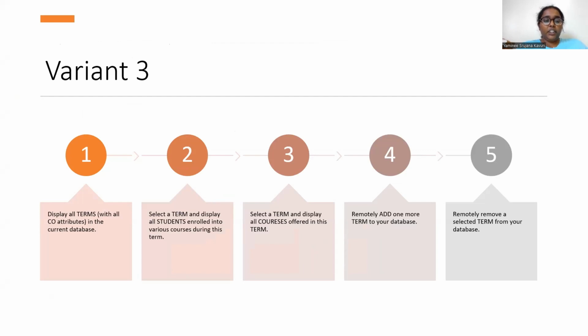So, according to variant 3, we have a few constraints that should be satisfied and presented. The first constraint is to display all terms with all the core attributes in the current database. The second is selection of a term and display all the students who are enrolled in various courses during this particular term. The third is selection of a term and displaying all the courses that are available in that term.